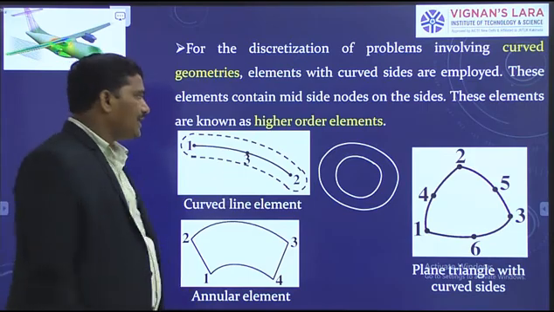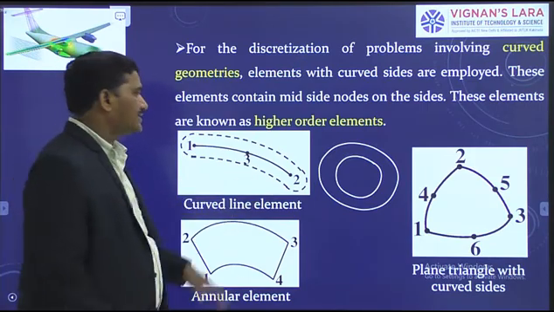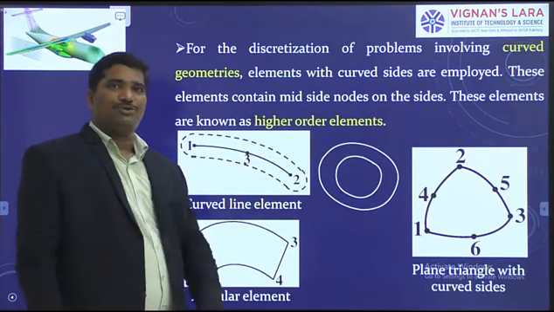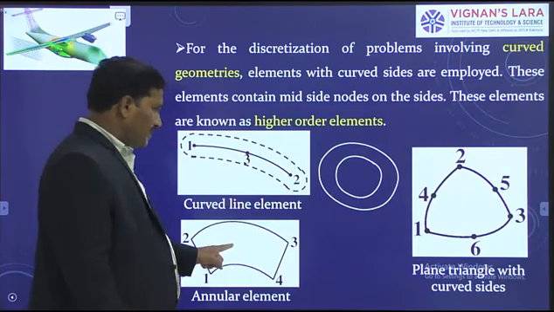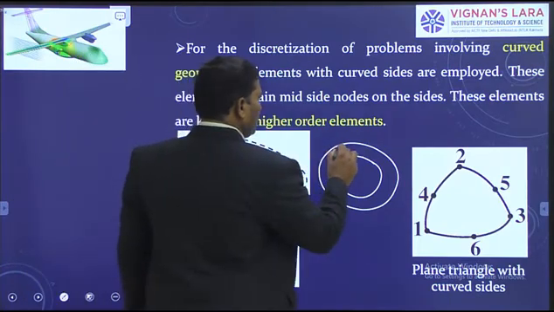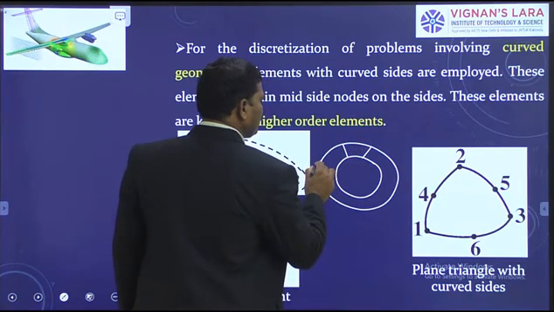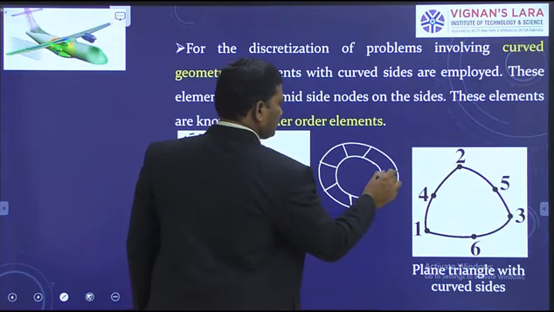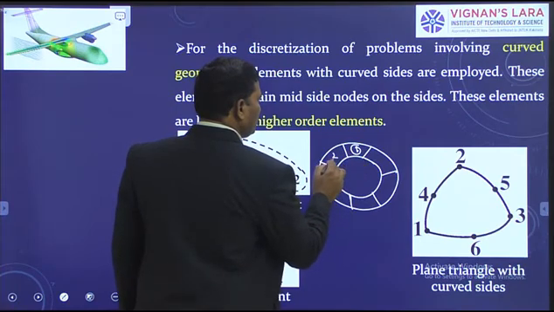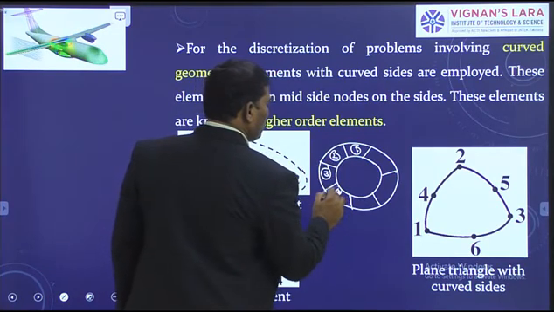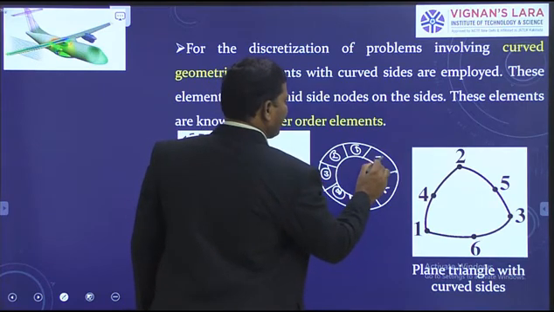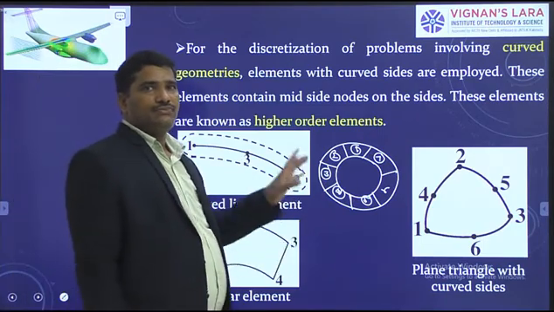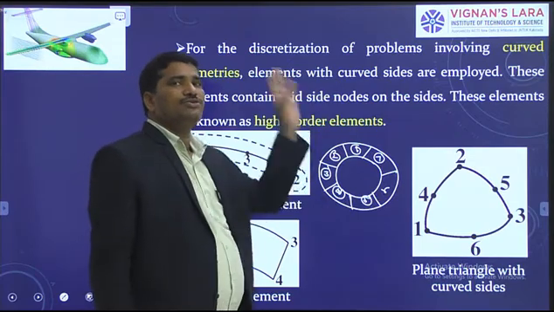Now for finite element modeling, what do you do? You have to divide this hollow circular plate into several subdomains. What is the suitable element? This is the suitable element. Hence I can divide like this. I can divide like this. How many elements are there? 1, 2, 3, 4, 5, 6, 7 elements. Angular element is the suitable element for finite element modeling of a hollow circular plate.